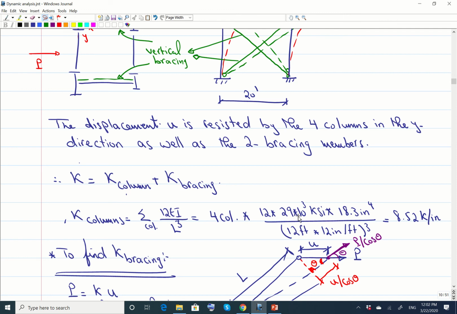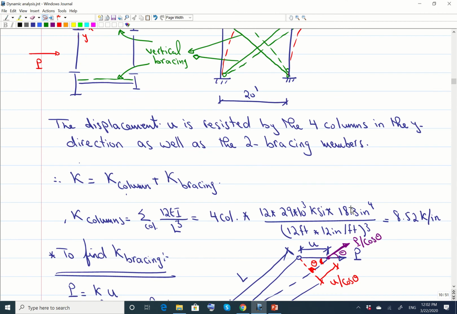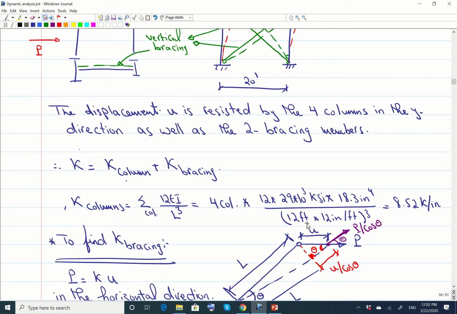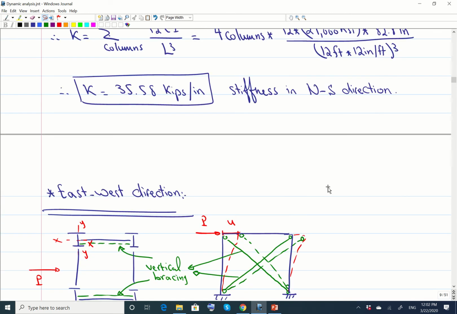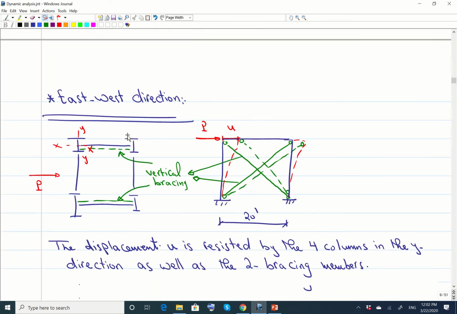E is 29,000 KSI. For I here, now this is bending about the Y direction. It's going to drift like this, so it's bending about the Y direction. So IY, 12.3 inch to the power 4, divided by the length of the column cubed, 12 feet multiplied by 12 inch per foot, cubed. So for the 4 columns, we have a stiffness of 8.52 kips per inch. That's small compared to that value that we have here. It's almost 1/4 of it, less even than 1/4 of it.